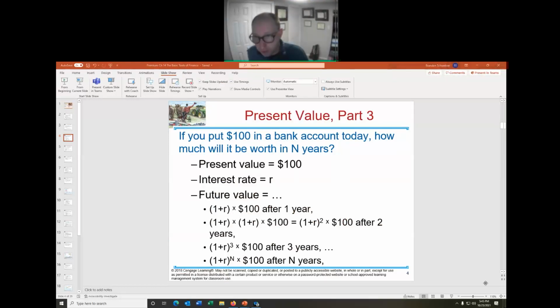So for those of you who can see my camera, I'm holding a financial calculator. This financial calculator is called a BA II Plus. It's made by Texas Instruments. It's a financial calculator. That's all it does. Okay.